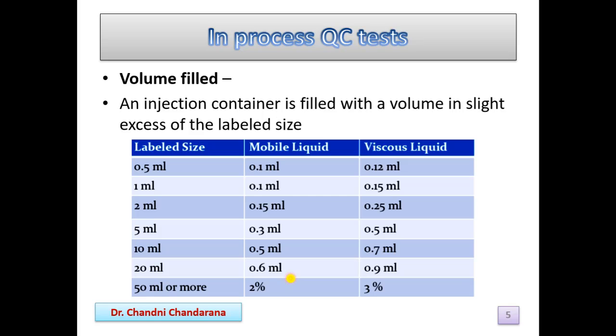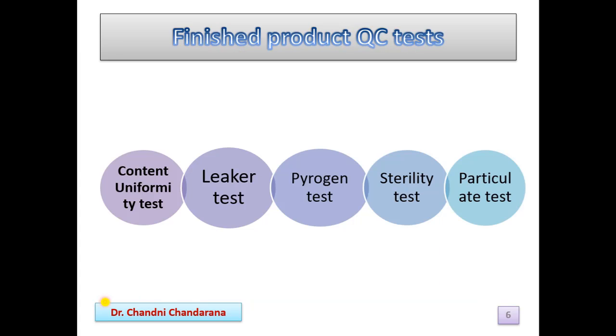Now the next is volume filled. This is a very important test. How can we measure the volume filled? The injection container is filled with a volume in slight excess of the label value. For example, if the label value is 0.5 ml, the mobile liquid is 0.1 ml in excess, while the viscous liquid should be 0.12 ml. In this way, we have to maintain the mobile liquid as well as the viscous liquid with this label size.